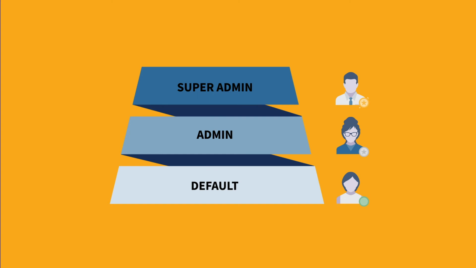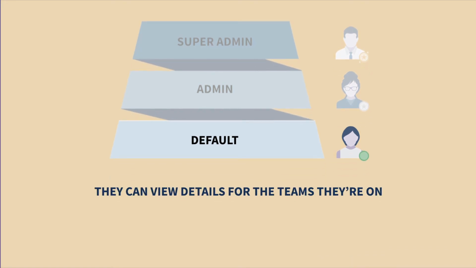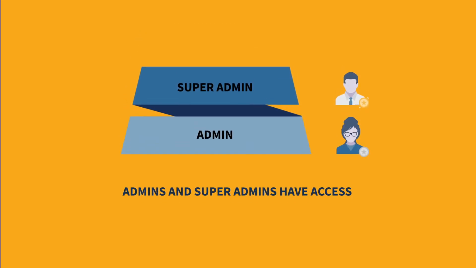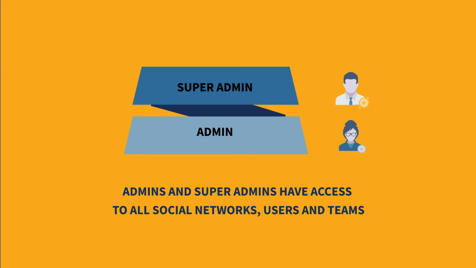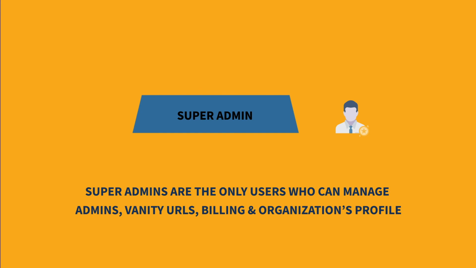Think of these permission levels as a pyramid with super admins at the top. Users with default permissions form the base of the pyramid. They can view details for the teams they're on and view social networks they have access to. Admins and super admins have access to all social networks, users, and teams. Super admins are the only users who can manage admins, vanity URLs, billing, and your organization's profile.